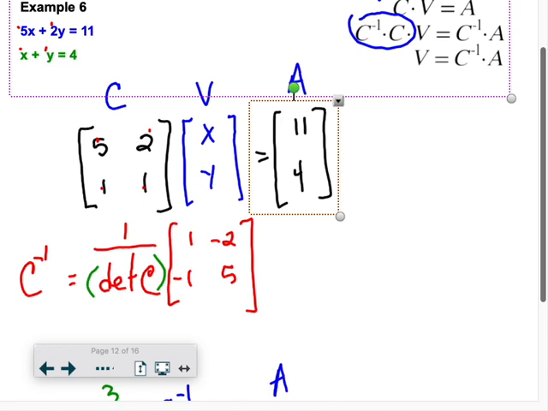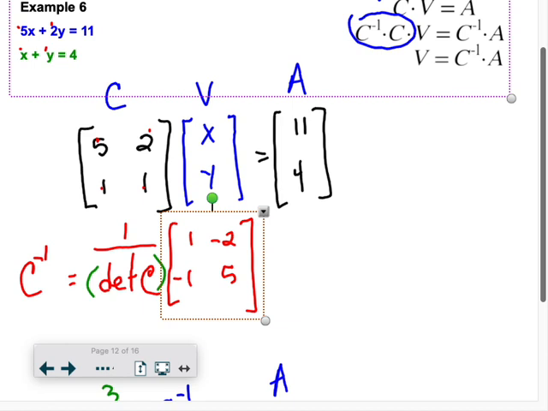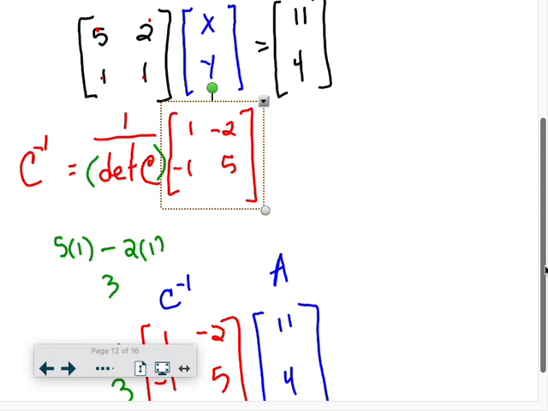To do that, we have to find the determinant of C down here, and then it's 1 divided by that, and that becomes a scalar, which is multiplied to the modified version of C, right? So remember, we switch 5 and 1 here, and then we change the signs of 1 and 2 in this matrix, all right? So let's find the determinant first of the original C matrix. That's 5 times 1, which is right here, minus 2 times 1, which is right here, so that's a 3.